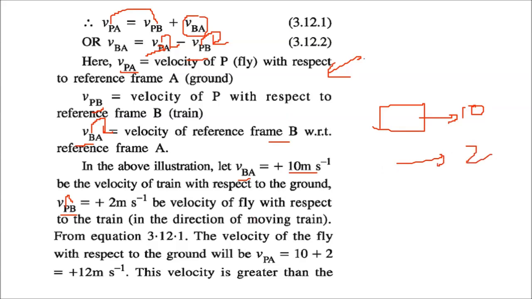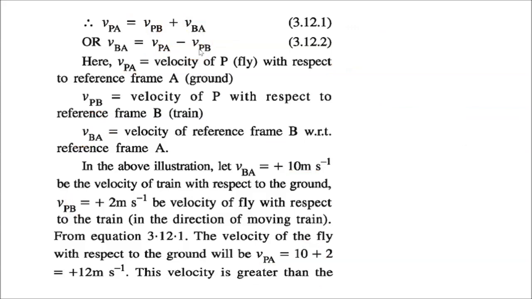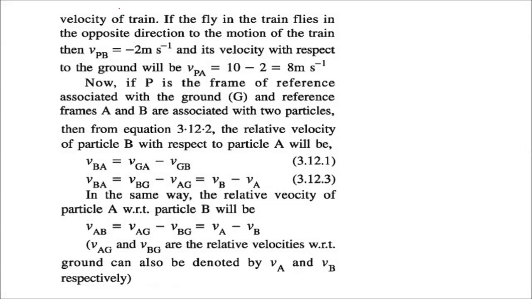So if we take this equation, the velocity of the fly will be what? VPA is simply VPB plus VBA, where we have taken VPB as 2 and VBA as 10. So 10 plus 2, which is 12 meter per second. The velocity is actually greater than the velocity of the train. The velocity of the train is 10, but we added 10 plus 2, so the fly velocity is added to the train and it becomes 12.